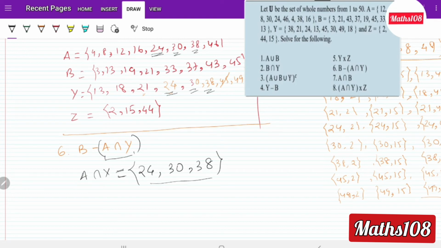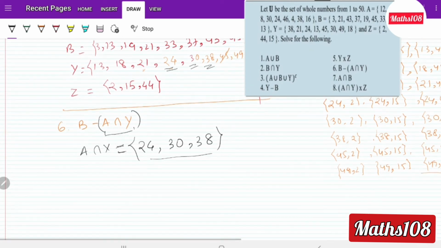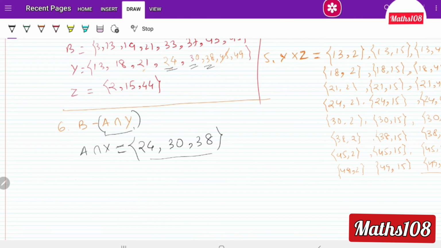from B. So is there any 24 in B? Is there any 30 in B? Is there any 38 in B? If there is not, then we need to write all the elements of B. B minus A intersection Y is equal to 3, 13, 19.